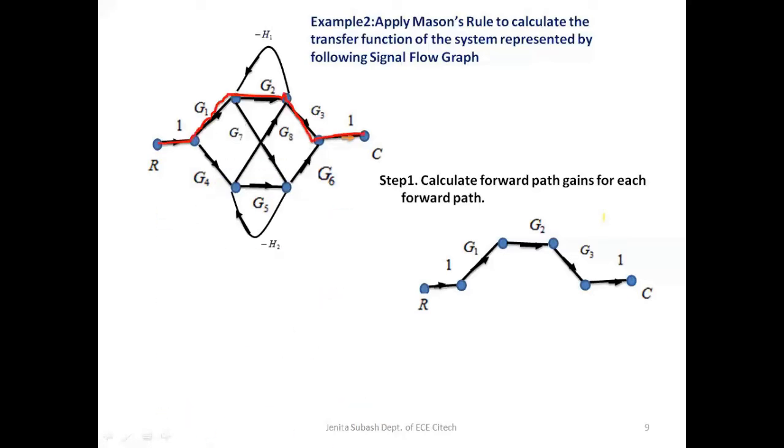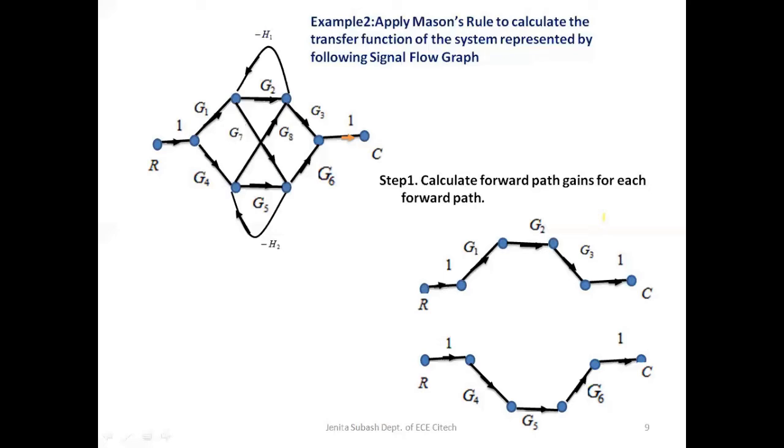Then let us trace the second forward path, which starts from R and reaches C through 1, G4, G5, G6 and unity gain 1 and finally to C. We are just tracing it with the branch gains. So we have identified 2 forward paths so far. Let us trace and analyze and find out whether we have a few more forward paths in this signal flow graph.